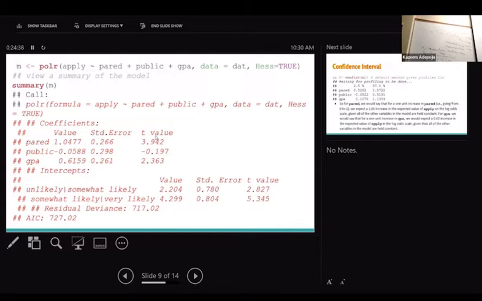The PARAD, the public, the GPA, those values are the estimates, right? Okay, they are the estimates. You have the standard error, you have the t value, and the one down here is the one that has to do with the intercept. You're actually going to see two things here: unlikely versus somewhat likely, and somewhat likely versus very likely. Those are the two different comparisons that take place.